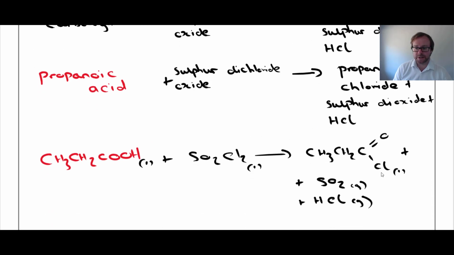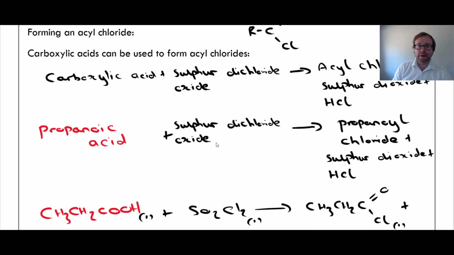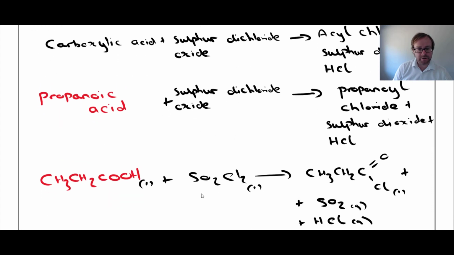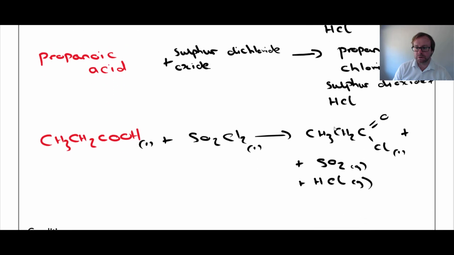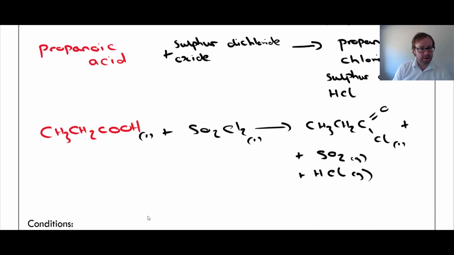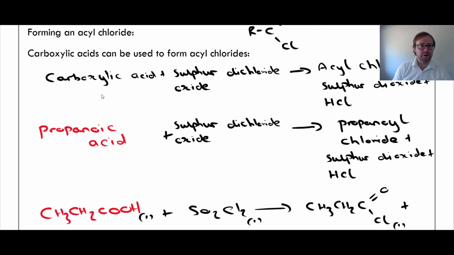Okay, right, so I gave you the structure of propanoyl chloride down here. So if I've got propanoyl chloride, it must mean that I'm using propanoic acid. We react it with sulfur dichloride oxide, which I've given you down here as well, and we produce our propanoyl chloride, sulfur dioxide, and HCl gas. This is something you just gotta remember, okay? So practice it. So carboxylic acid plus sulfur dichloride oxide will produce an acyl chloride plus sulfur dioxide plus hydrogen chloride gas. Really should have written that out, but I ran out of space.